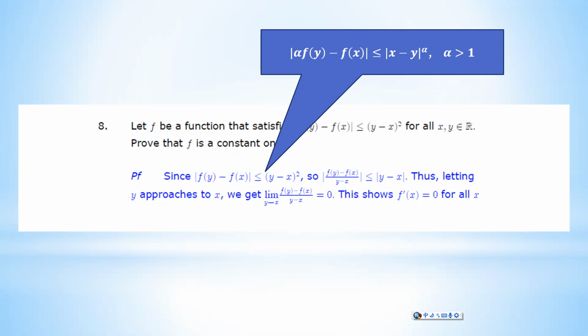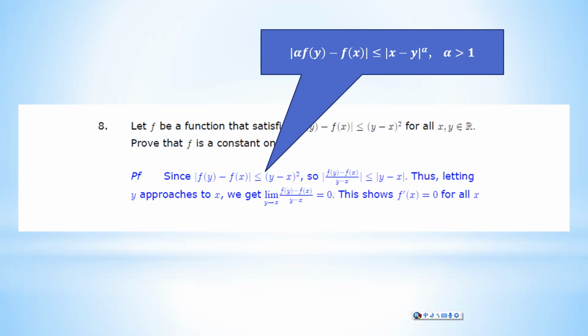Now a variation of this problem is like this. There's a typo here. You can see there's no alpha on the left side. So suppose I assume |f(y) - f(x)| is controlled by |x - y| to the alpha power, for any power alpha greater than 1. Then you are supposed to get the same result. You can think about it.